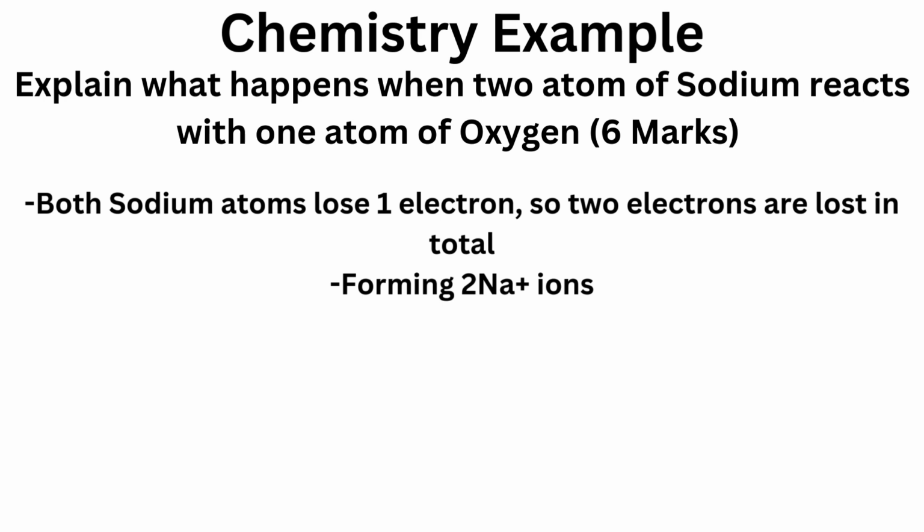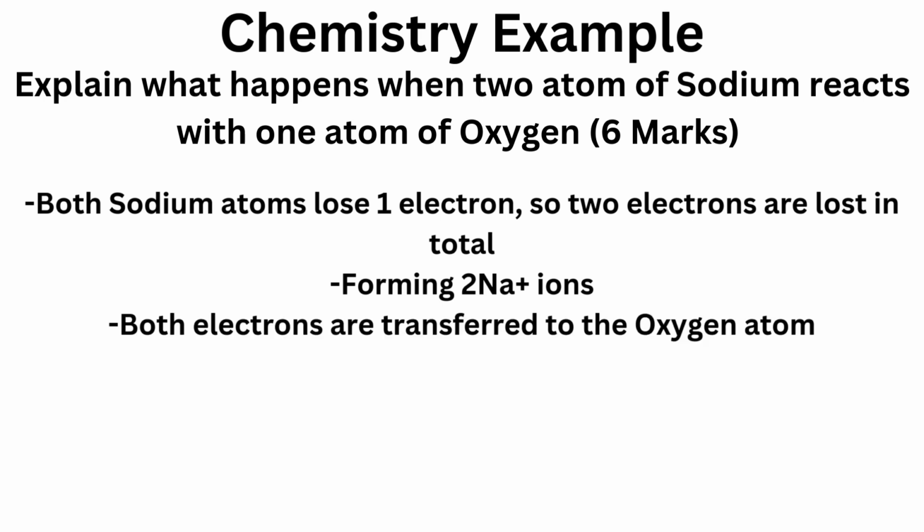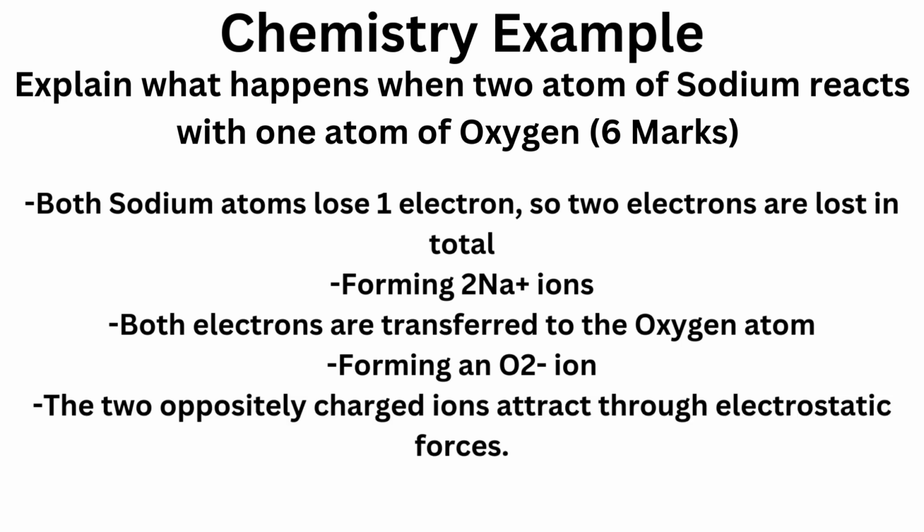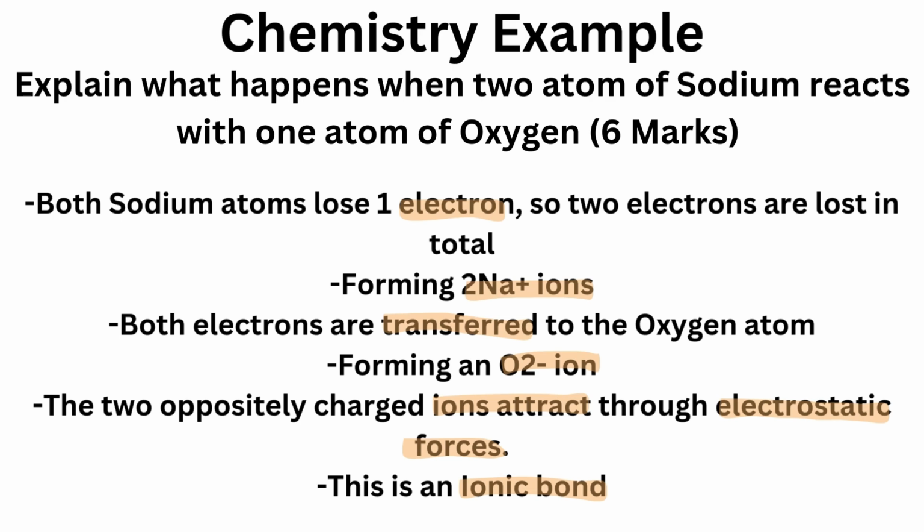The 2 electrons are transferred to 1 oxygen atom. This forms an O2- ion. The 2 ions are oppositely charged, so will attract through electrostatic forces. This is the ionic bond. Also remember to include key words in your answer.